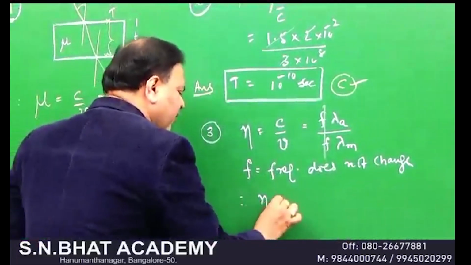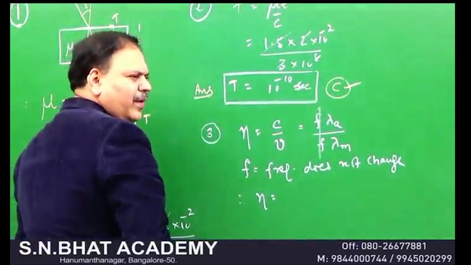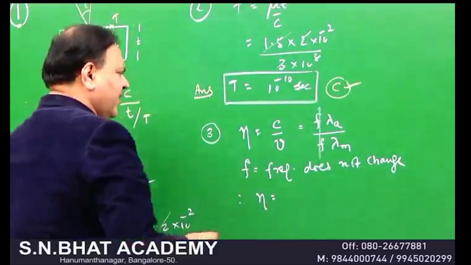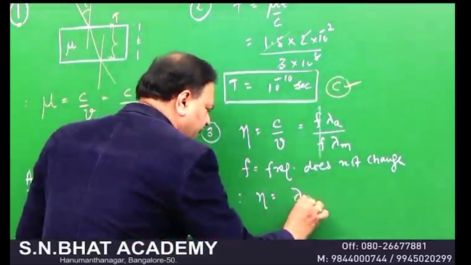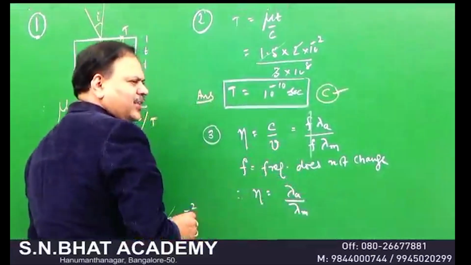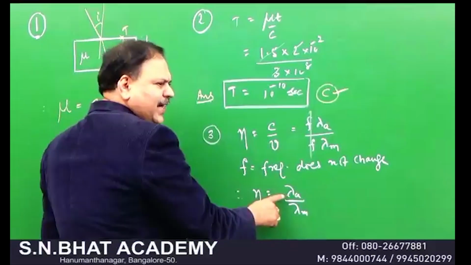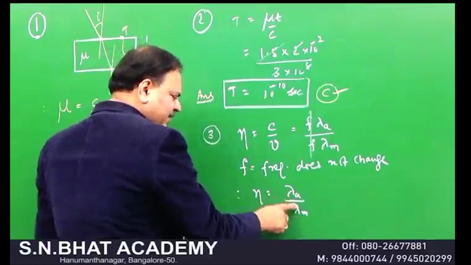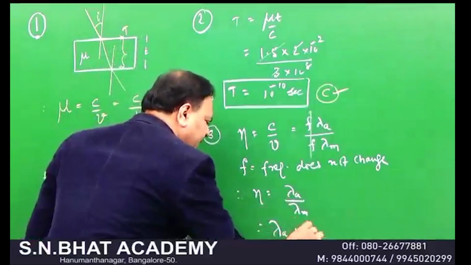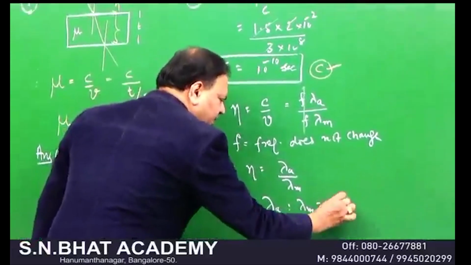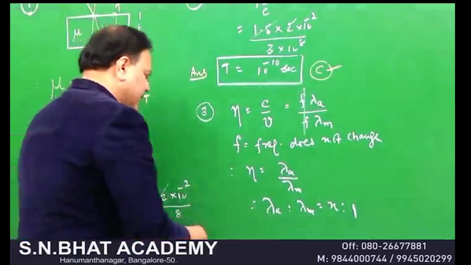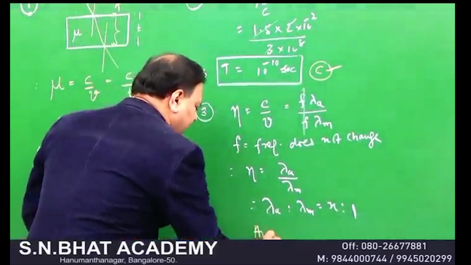Therefore, your n is equal to lambda a by lambda medium. Look at the question: the ratio of the wavelength of the incident light to the refracted wave is lambda a is to lambda m, which is equal to n is to 1. What is the answer there? Your answer is C. Very important.